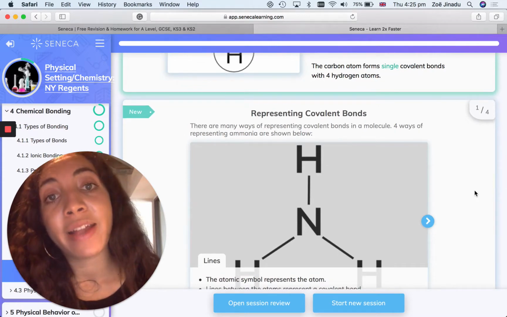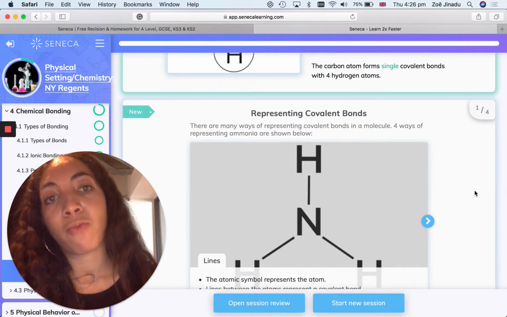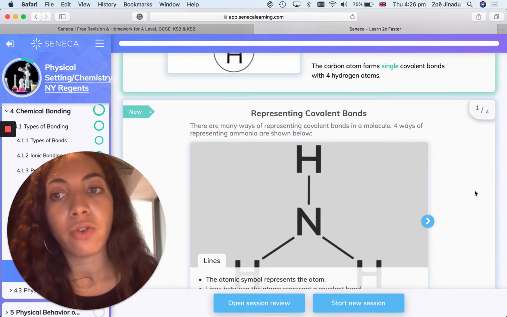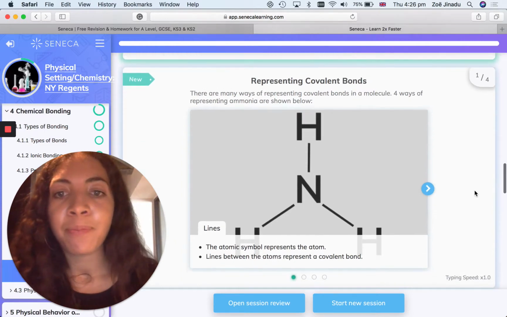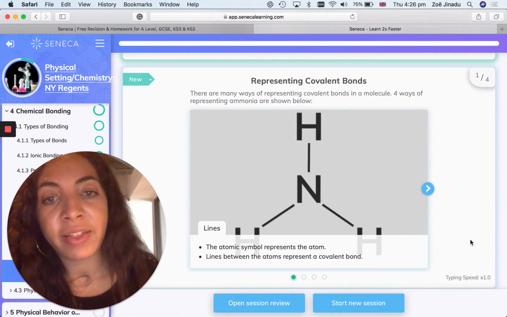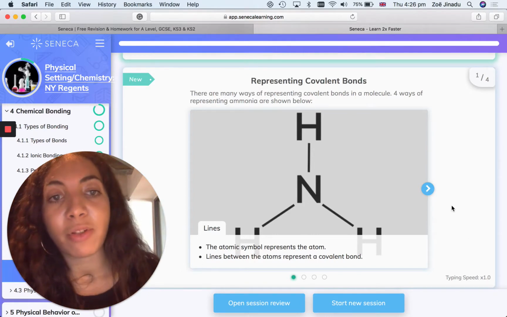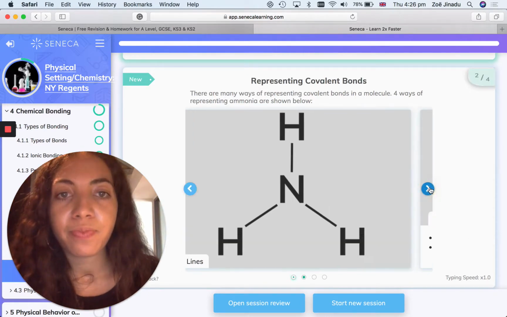There are many ways of representing covalent bonds in a molecule. 4 ways of representing ammonia are shown below on our website. So, a line diagram: the atomic symbol represents the atom, and lines between the atoms represent a covalent bond.